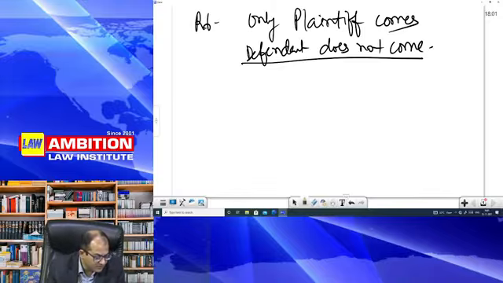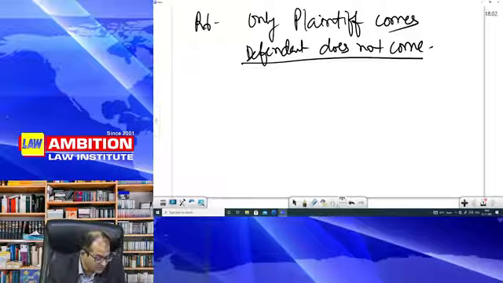This is where the plaintiff appears and the defendant does not appear when the suit is called on for hearing. Then when summons has been duly served, court may make an order that the suit be heard ex parte. When summons not duly served, if it is not proved that the summons was duly served, the court shall direct a second summons.